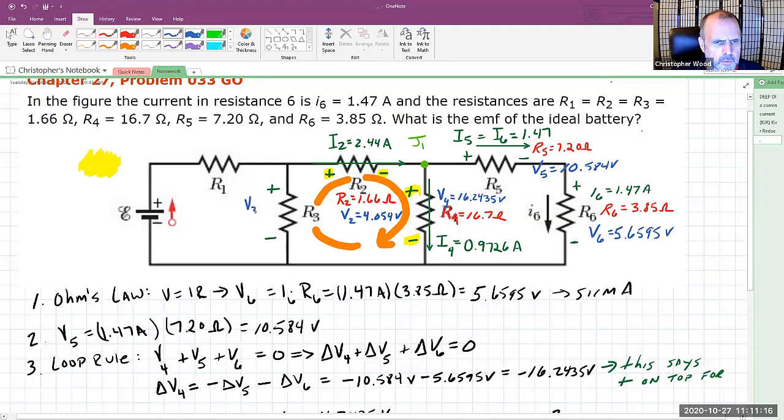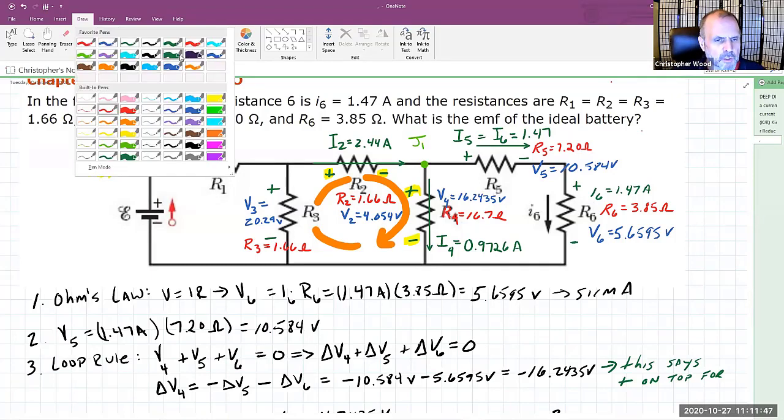Voltage across R3 equals 20 point and some change, 20.29. That's good. My resistor value is R3 equals 1.66 ohms. And then my current is Ohm's law. So I'll write it down, but I'm just going to do an on-the-fly calculation right now.